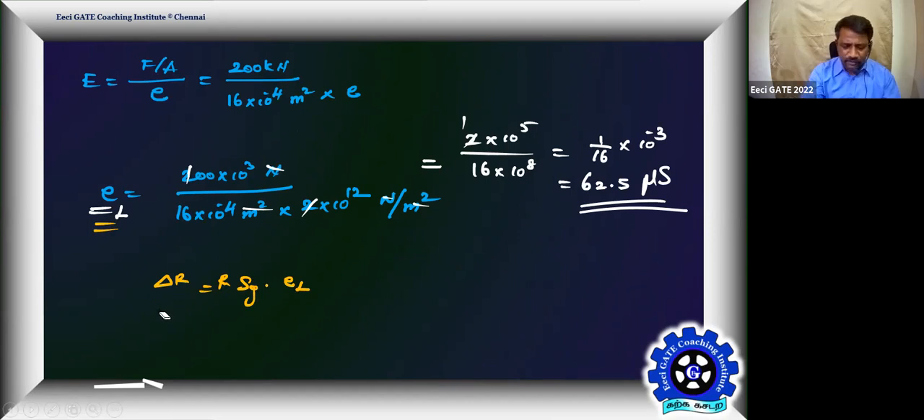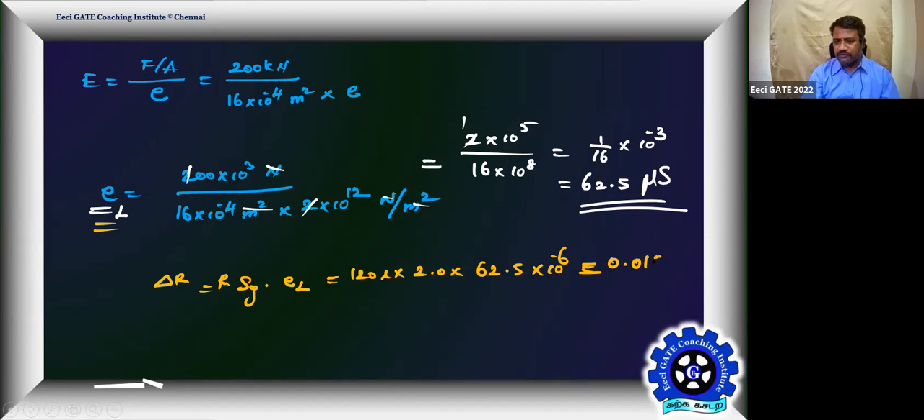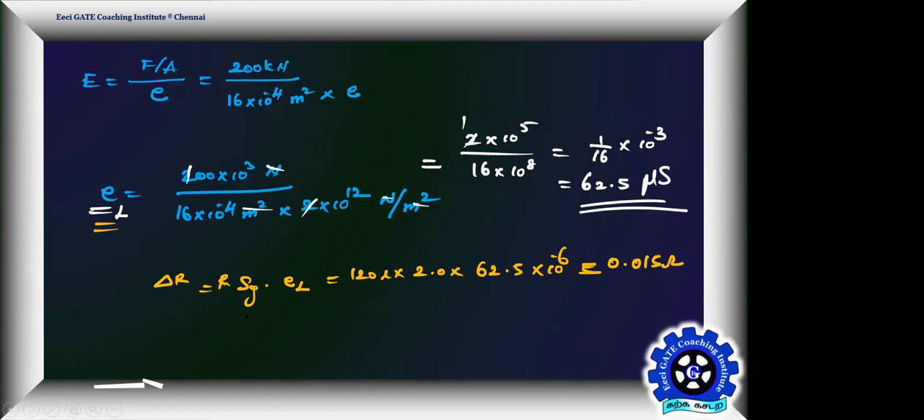So delta R is equal to R, which is given as 120 ohms, into SG, given as 2.0, unitless, into EL, which is 62.5 micro, so 10 power minus 6. That's your change in resistance. How much? 0.015 ohms, sir.